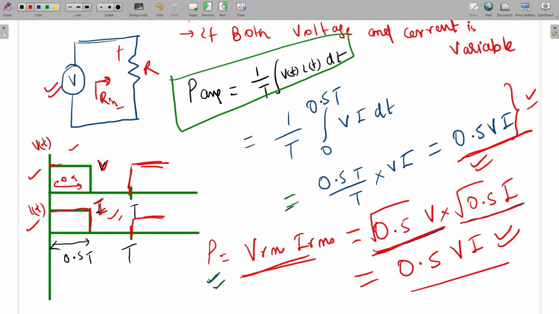Sir, the average formula you said is verified. See, this is the fundamental average formula. You have studied it in signals and systems also. What is the average power of any signal?